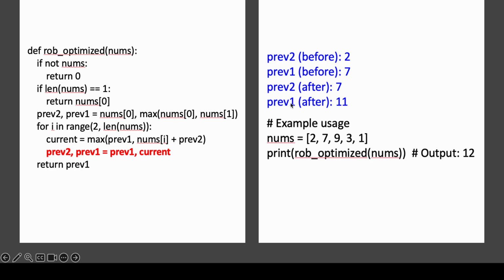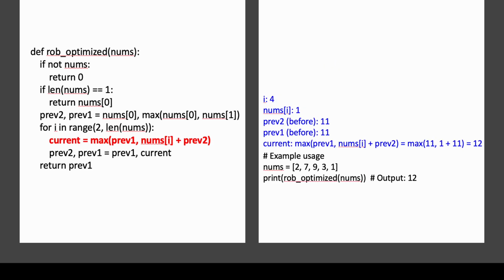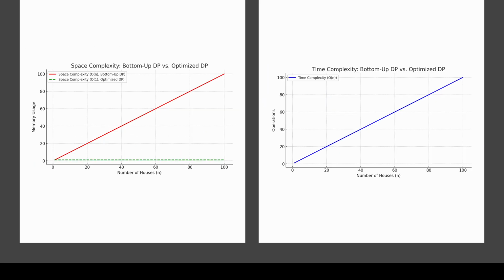And we'll do the same step again. Now we're doing a swap. And then we're just going to go back. We're going to iterate through this until we end up getting our final output of 12. So the optimized DP is both time efficient and space efficient. Is what I was expecting.